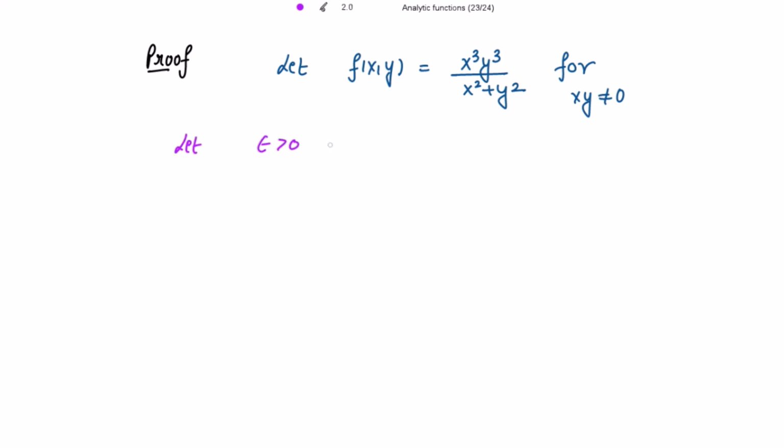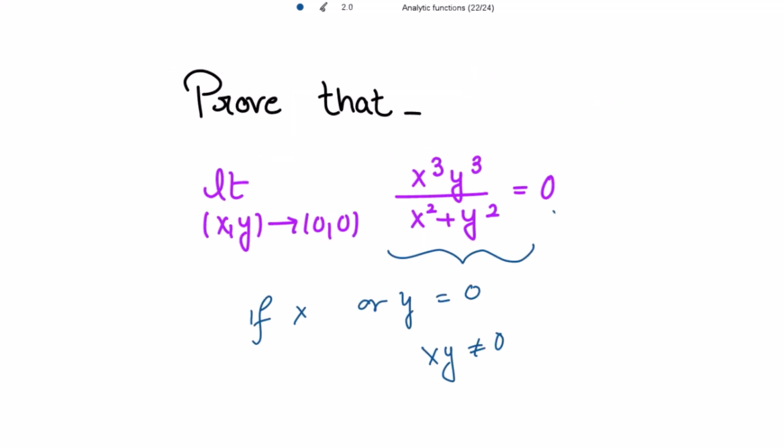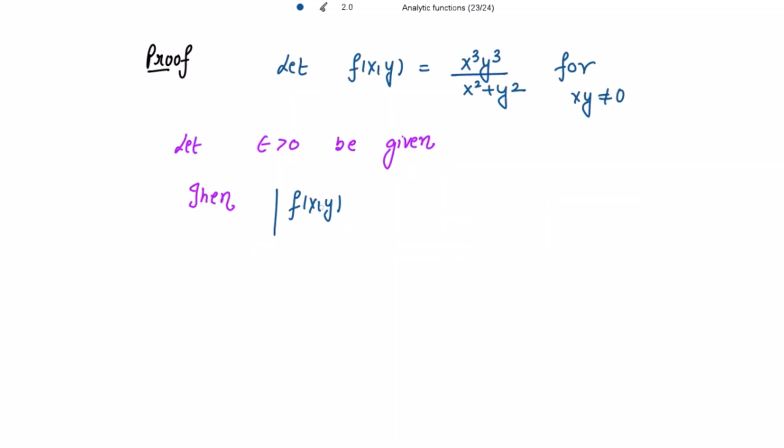So let epsilon positive be given. Then taking the mod of f of xy, because I need to show that this limit is equal to 0, so I am writing here mod of f of xy minus 0. I need to show that this mod is strictly less than epsilon. So further this is equal to, just putting the value of f of xy minus 0, the mod of f of xy.